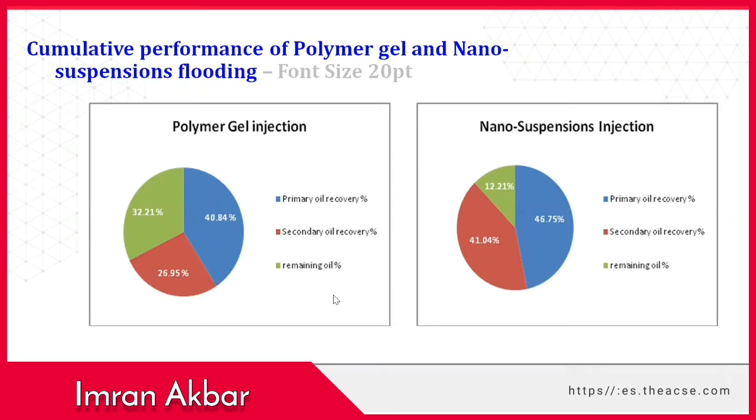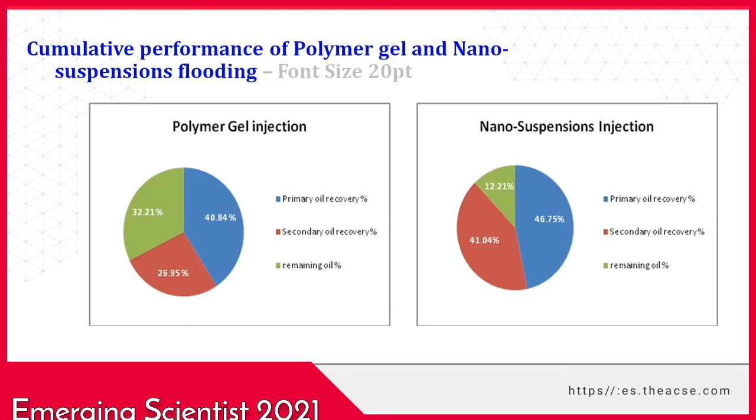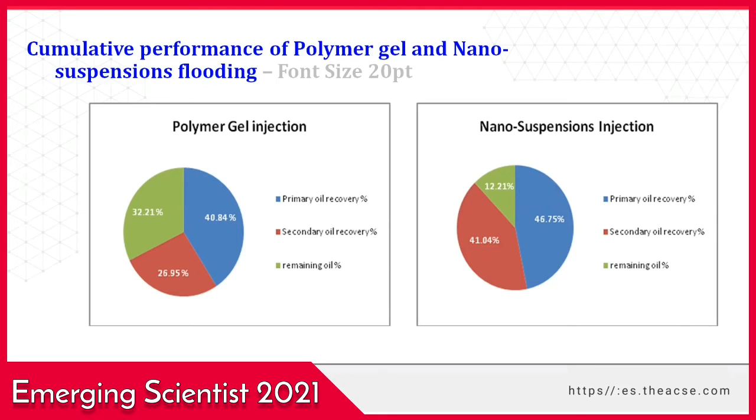Here, these two different graphs show the comparison between polymer gel and nanosuspensions. In polymer gel injection, the residual oil or remaining oil in the reservoir is 32.21%, and on the other hand, for nanosuspensions the residual oil is 12.21%. It means nanosuspensions injection did a good job to displace the oil from the low permeability layer of the reservoir, and mostly the oil is produced from the production well, and only a small amount of oil is left behind in the reservoir, which is about 12.21%.